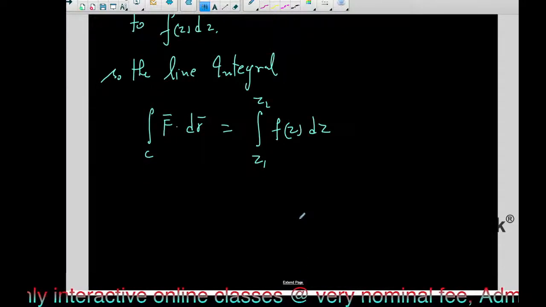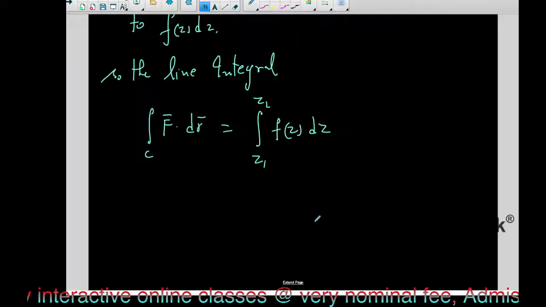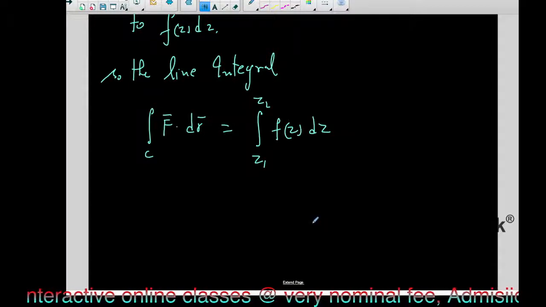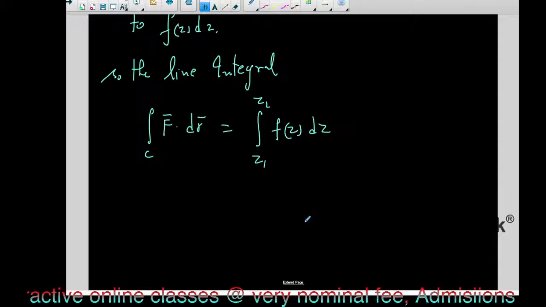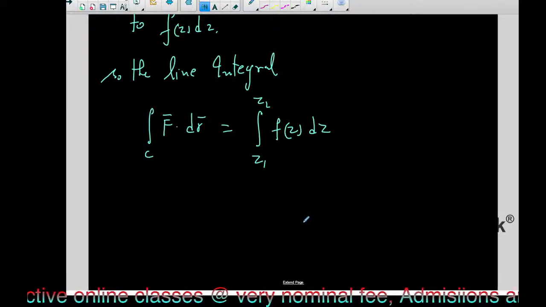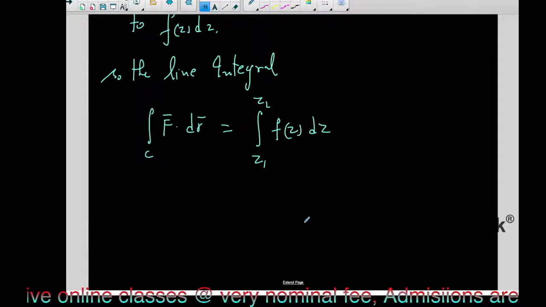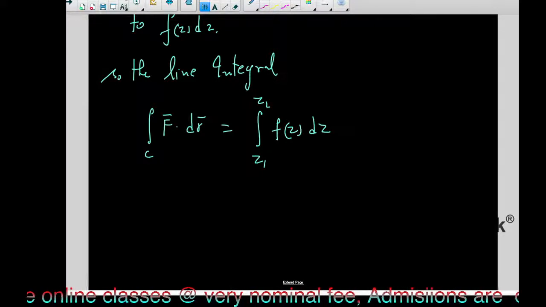Sometimes the equations are in terms of parametric form, right? Then what do you have to do over here? Let's say sometimes the equation is given in parametric form. Is this okay? Are you ready?